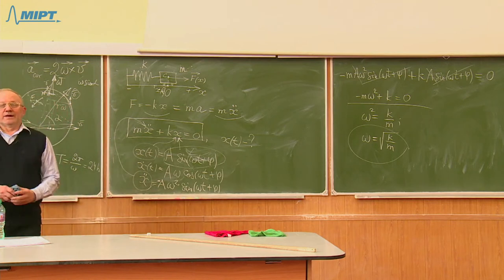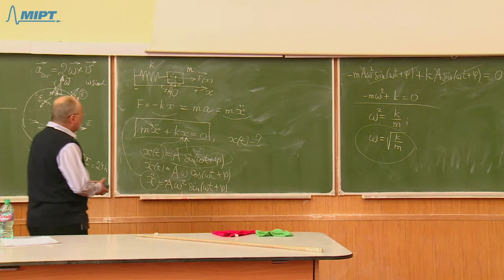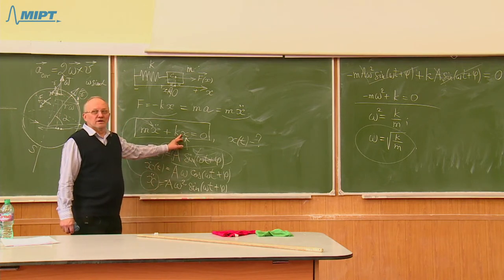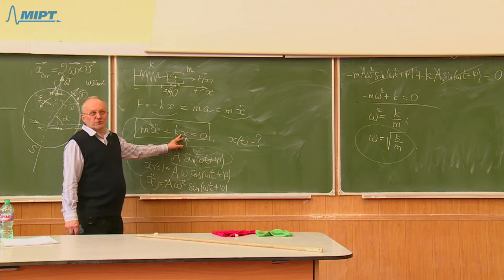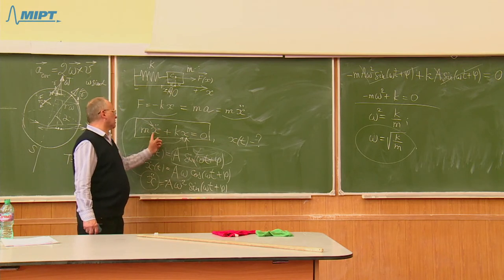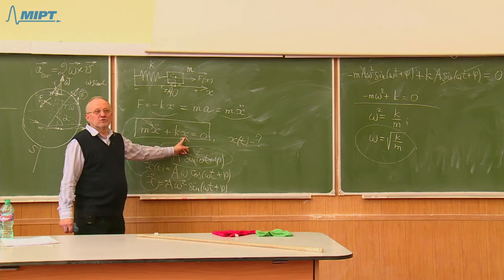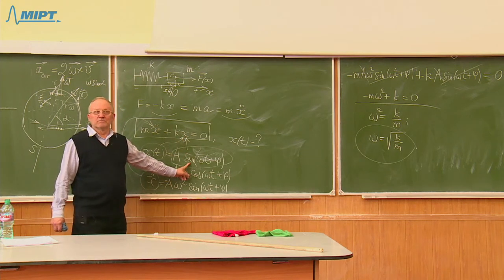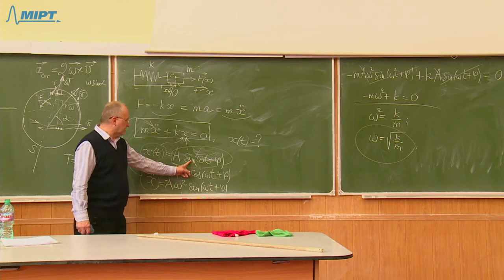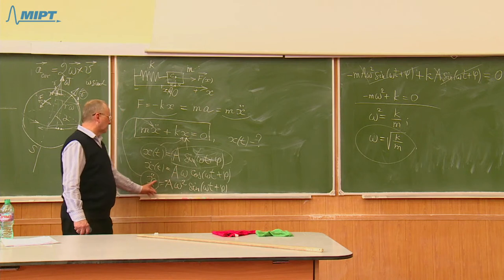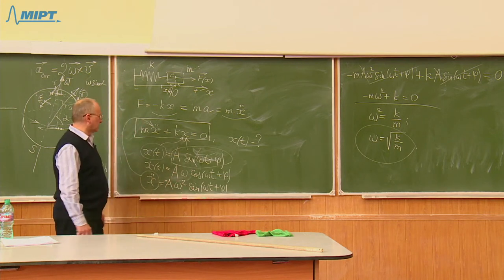Now there is another question. Are there any other functions which are a solution to this equation? Yes, certainly. This is not the single solution, not a single function. There are other functions which may be solutions to this equation. Which other functions? For example, if we take cosine instead of sine, then after the first derivative we will get minus sine, and after the second derivative we will get cosine again with minus.